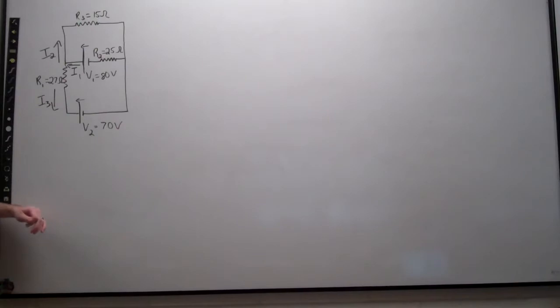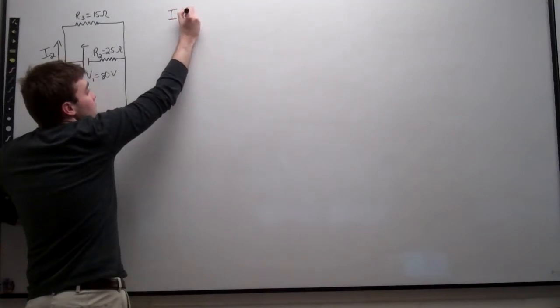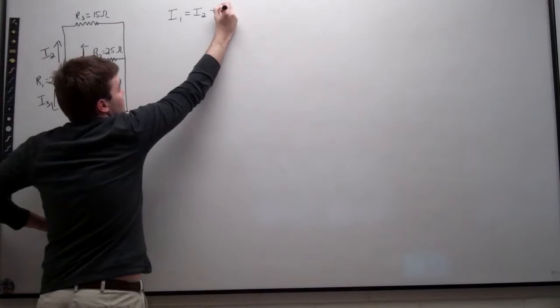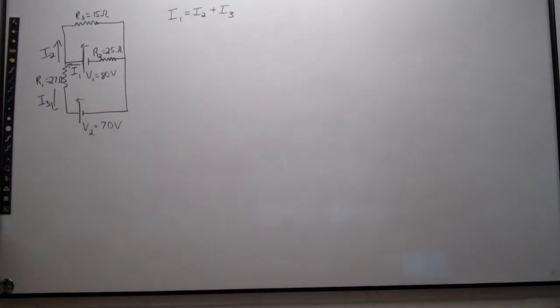Because we said the current going in has to equal the current going out, we're going to say I1 equals I2 plus I3. Does that make sense? Because I1 is going in, I2 and I3 are going out. Any questions on that part so far?